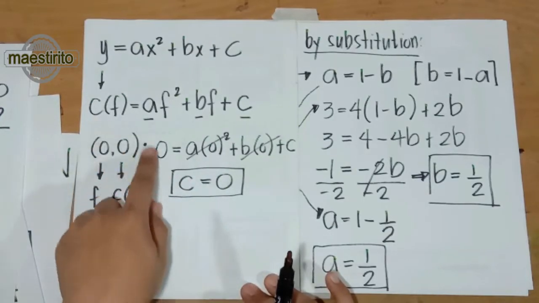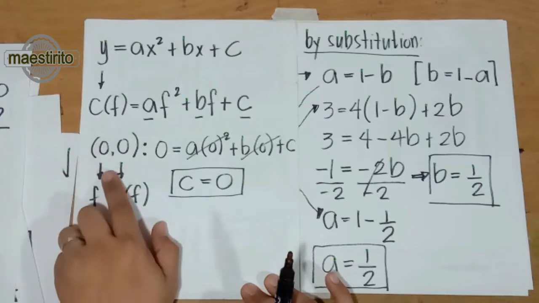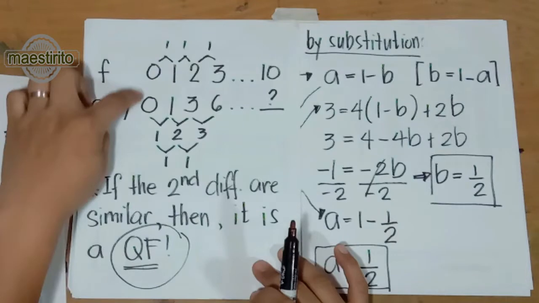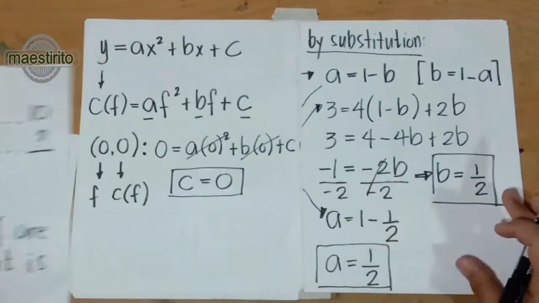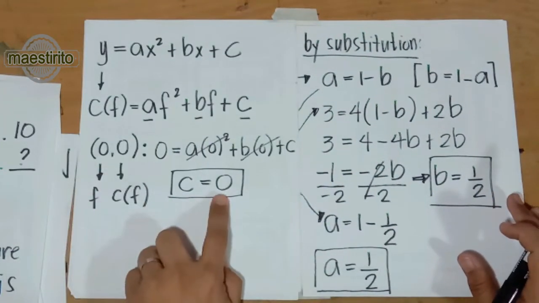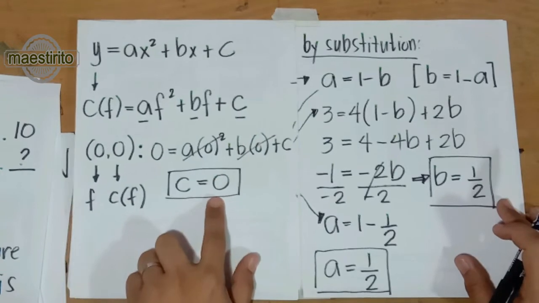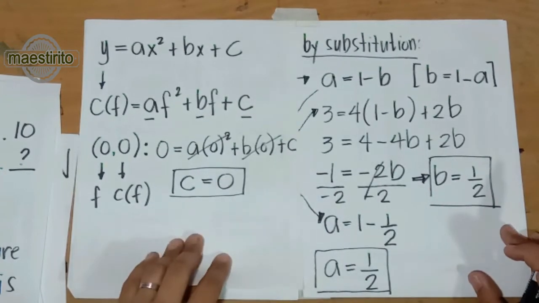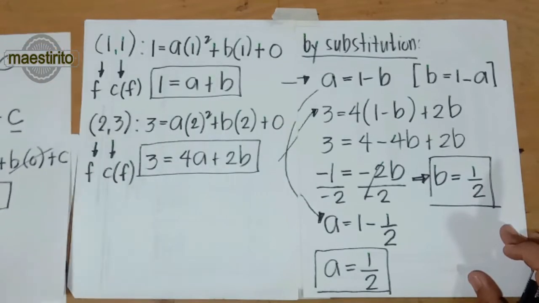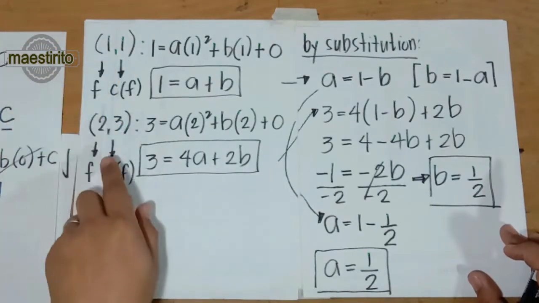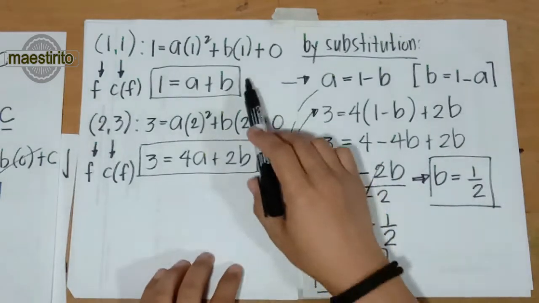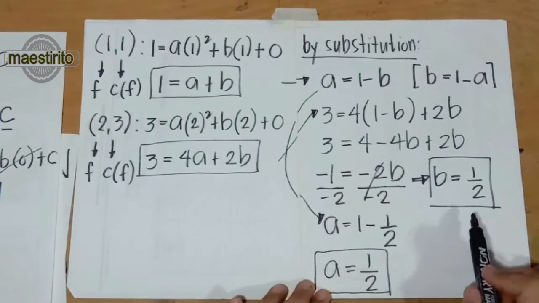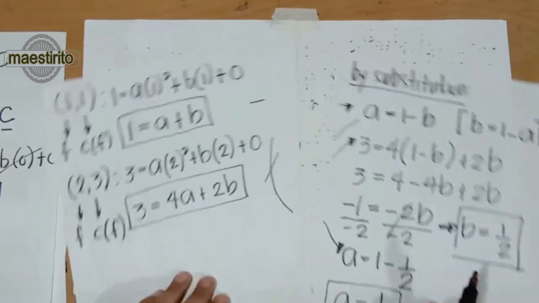Being strategic with my solutions, I will be utilizing the 0, 0, because once I have that, I can immediately get the value for c, and I will have no problems for the other solutions. Okay, so you have it there. I use the 1, 1, I use the 2, 3, then you have this equation. By substitution, we got a as 1/2, b as 1/2.